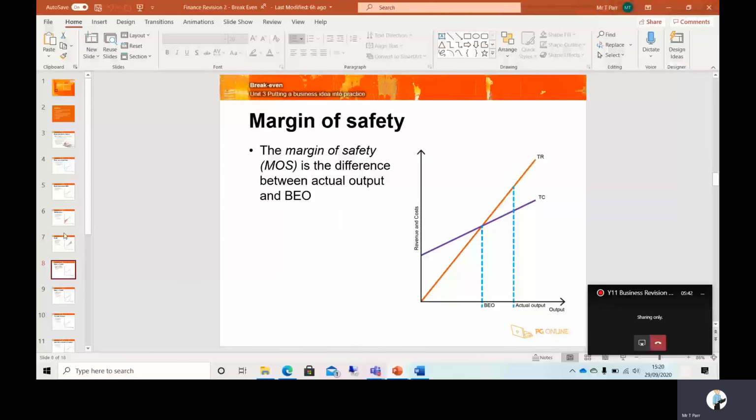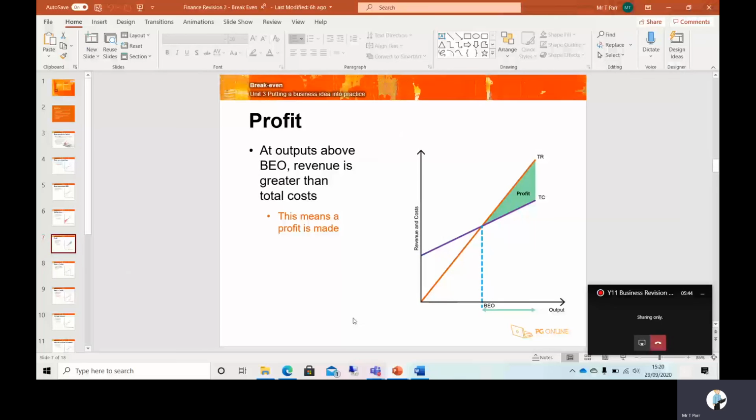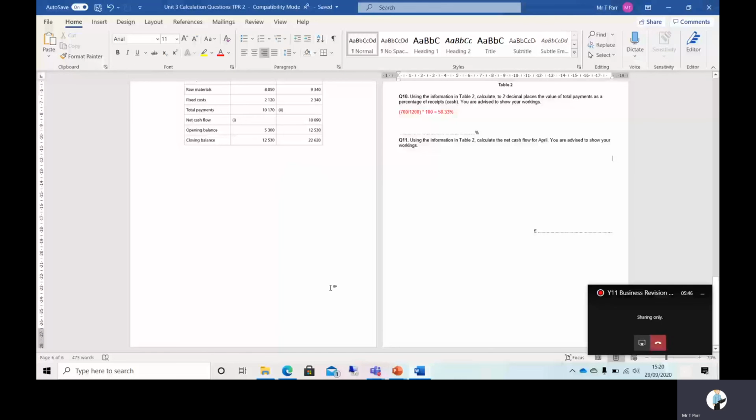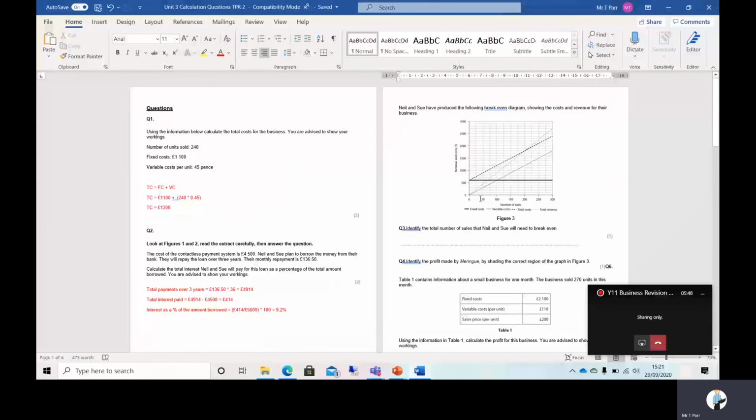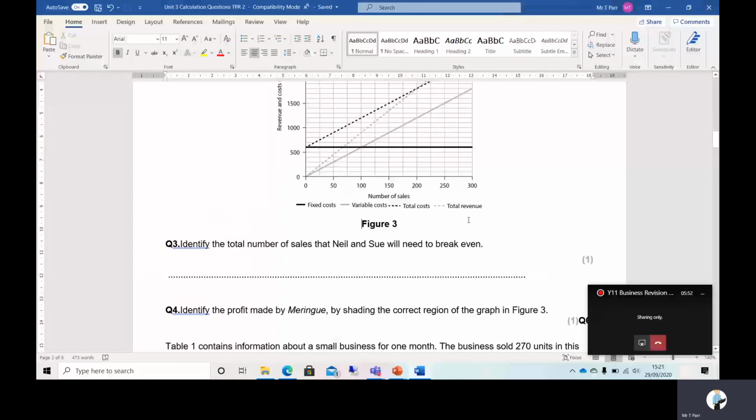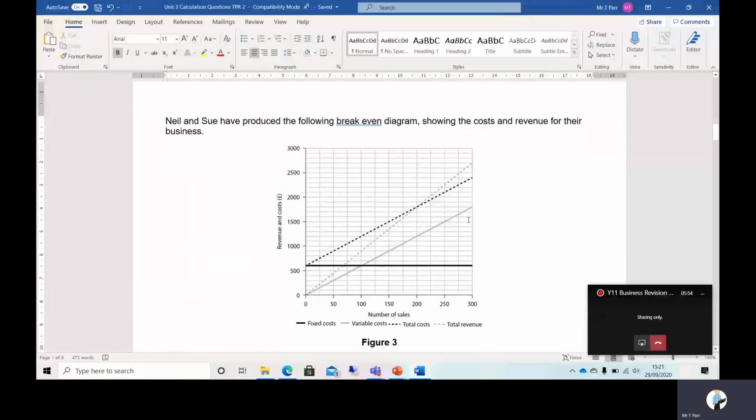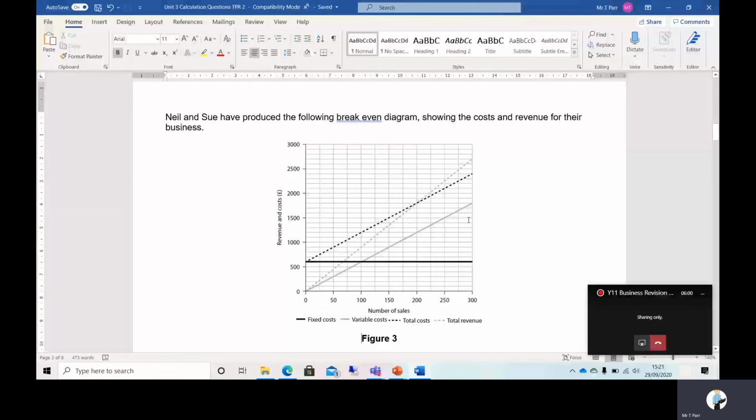Before we go into margin of safety, let's have a look at some of these questions and let's have a go. Let's go back up. So there we go, Neil and Sue. Question 3. Neil and Sue produced the following break-even diagram showing the costs and revenue for their business. This is taken from an exam paper. I'm pretty sure your exam paper will be in black and white as well. I don't think it'll be in colour.